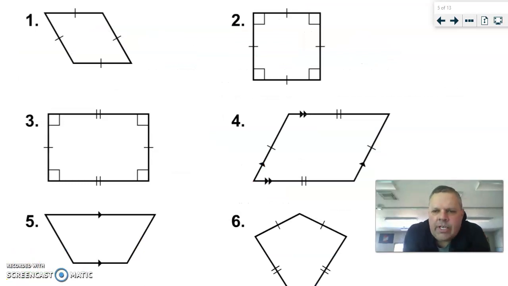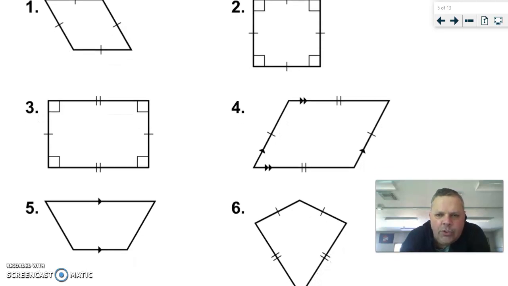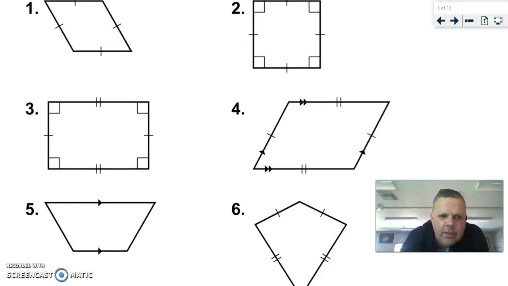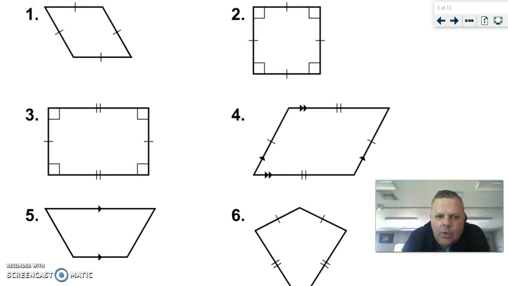Here are 6 quadrilaterals that I would like for you to try to classify. Please pause the video when students have had a chance to look over those 6. Please restart the video and I will have your answers.